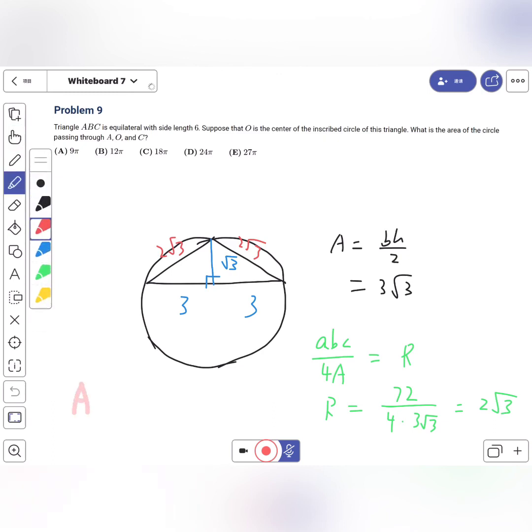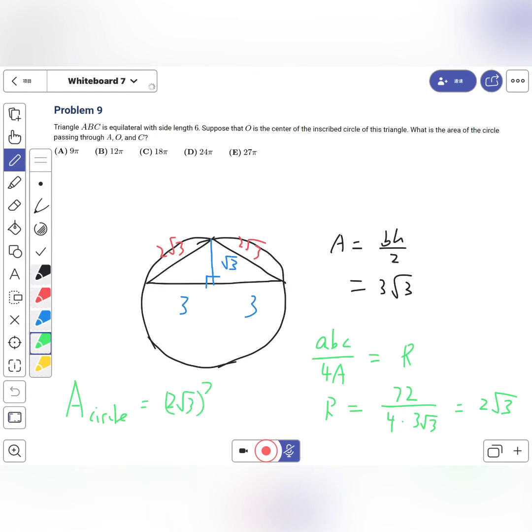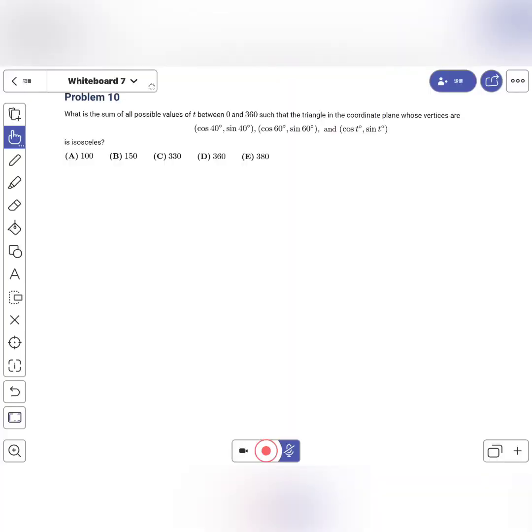So the area is essentially equal to 2 root 3 squared times pi, which is equal to 12 pi, giving us answer choice B. Now, what is the sum of all possible values of t between 0 degrees and 360 degrees, such that the triangle in the coordinate plane, whose vertices are these, is isosceles?